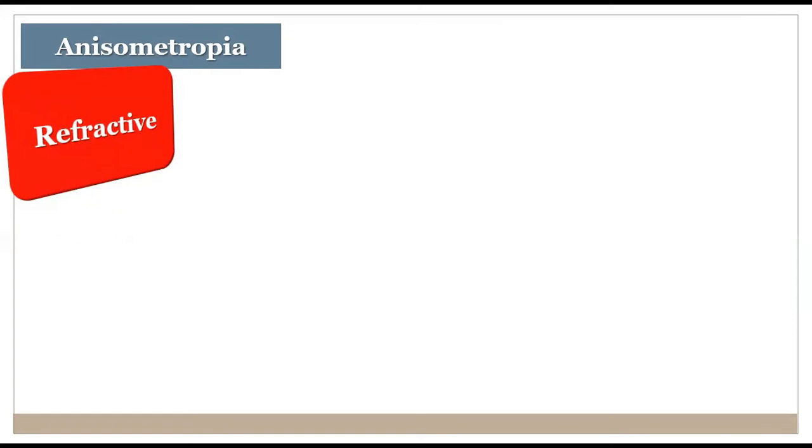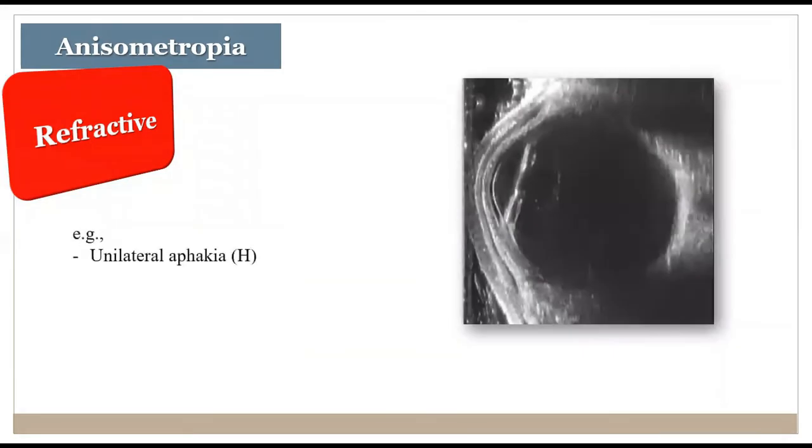In refractive anisometropia, on the other hand, the optical powers of the ocular refractive components, basically the cornea and lens, are different between eyes, but axial lengths are the same. So examples of refractive anisometropia, which is not uncommon, a case of unilateral aphakia when we have an anisometropic hyperopia.